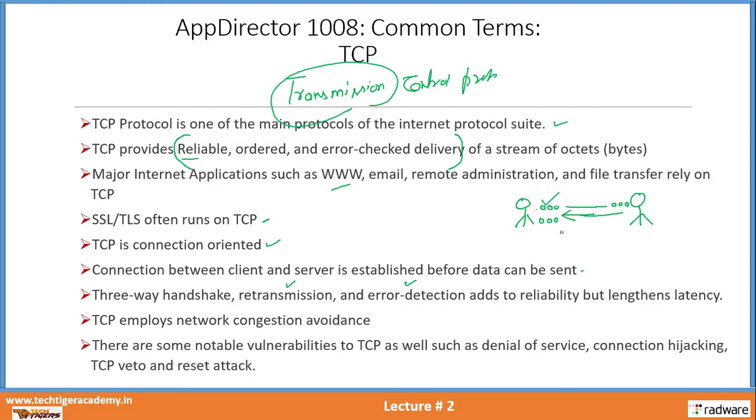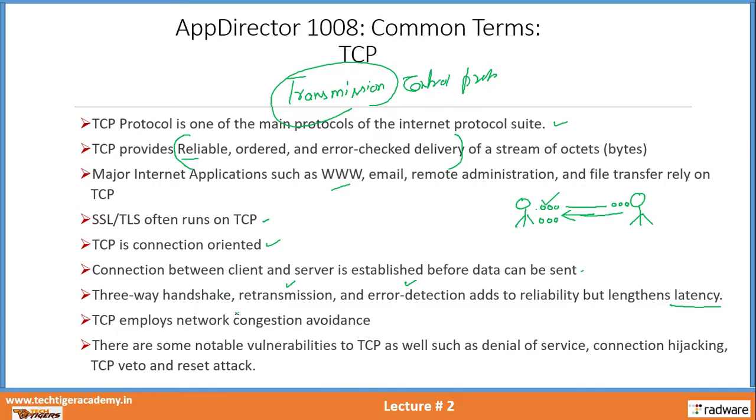Okay. So this is called ordered, this is called three-way handshake, this is called error detection, this is called reliability. It's an advantage, it's a trade-off, right? That's an advantage you get, but at a cost of latency, right? TCP prefers reliability over time. UDP, on the other hand, prefers time over reliability.